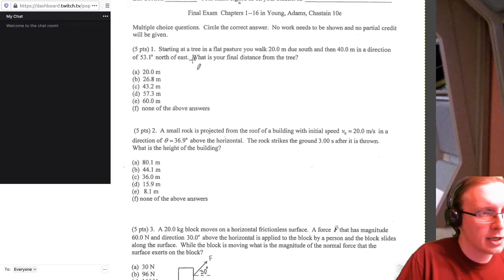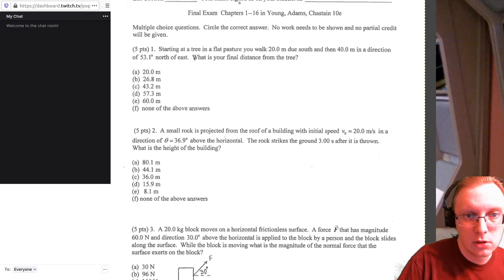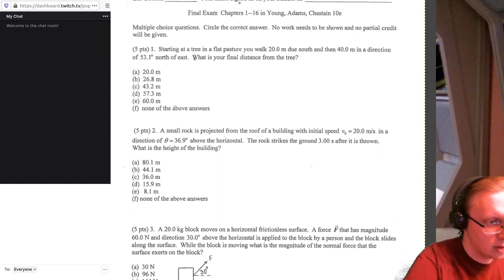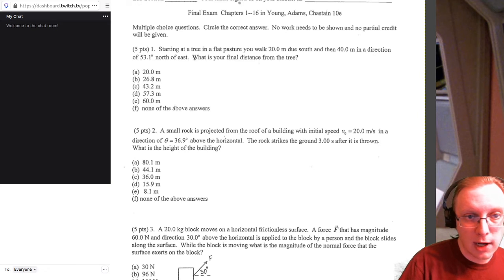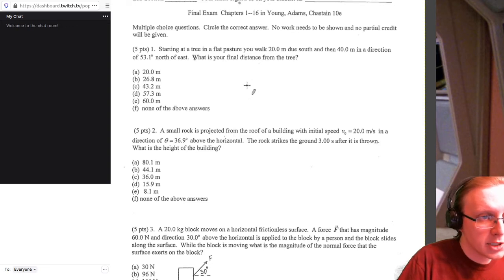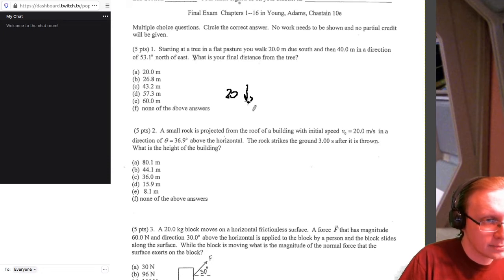All right. Starting at a tree in a flat pasture, you run 20 meters this way. Let's write on the right surface. There we go. We go south 20 meters, and then 40 meters in a direction 53.1 degrees north of east. Where is the final distance from the tree?